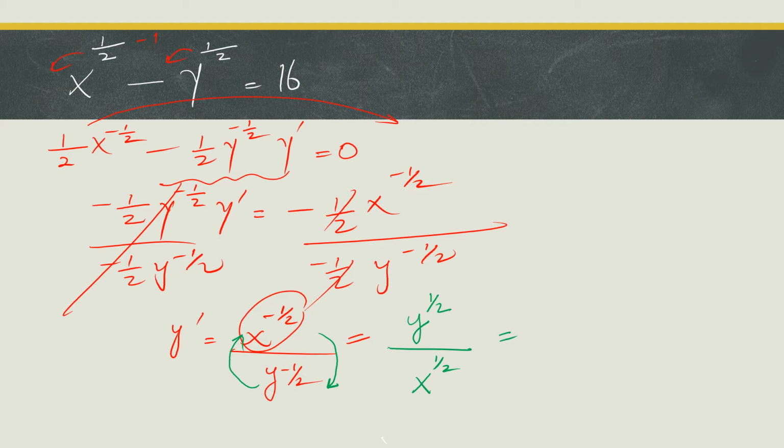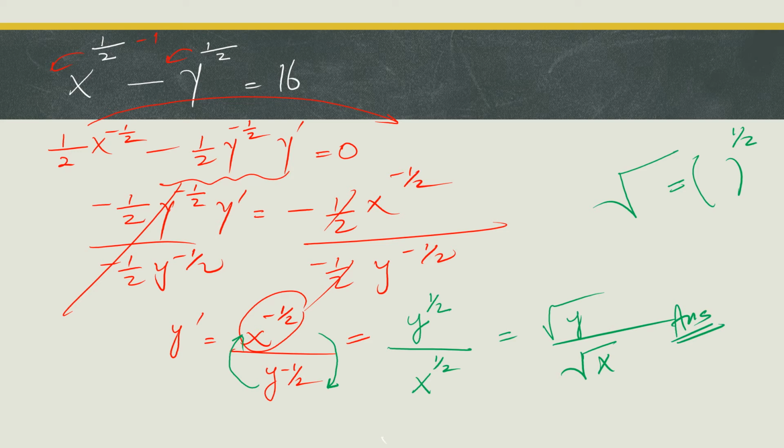If the option is given in this way, then okay. Otherwise, you know that if the exponent is half, it can be written as the square root. So the other option can be square root of y divided by square root of x. So this is how we took the first derivative using implicit differentiation.